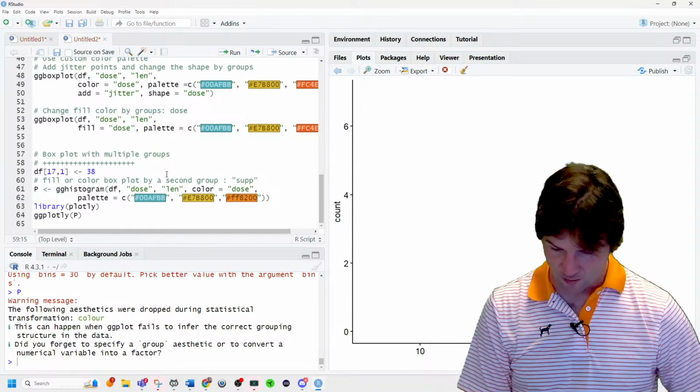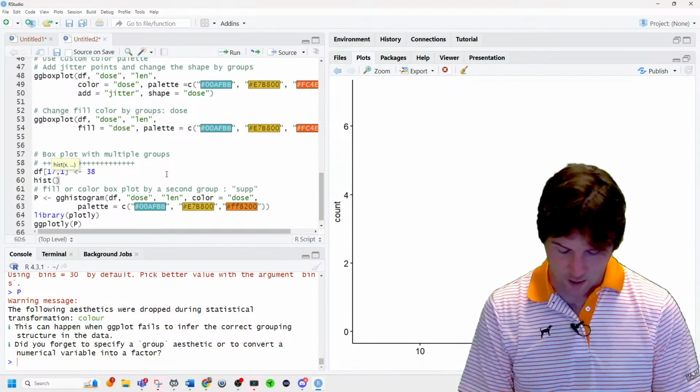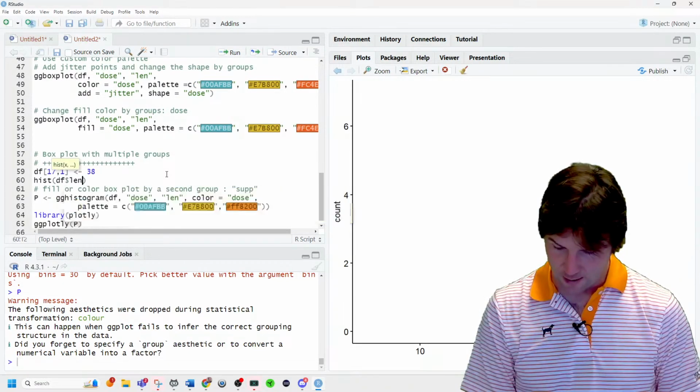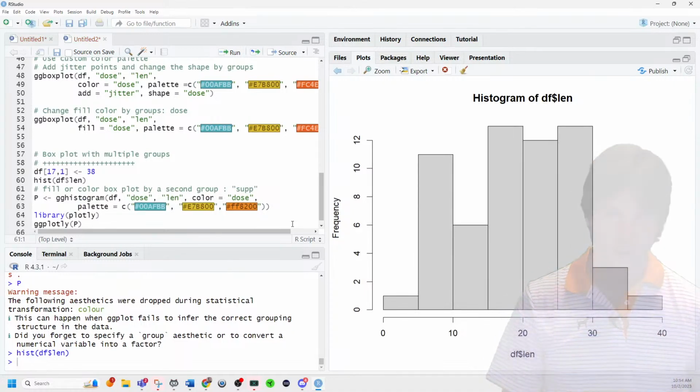Histograms are going to give a better look at what's going on. We could just make a basic histogram right here with df$len, and there it is. So it might have some bimodality to it. Maybe there are two peaks. It's hard to say, very hard.